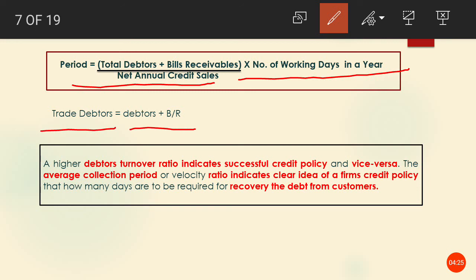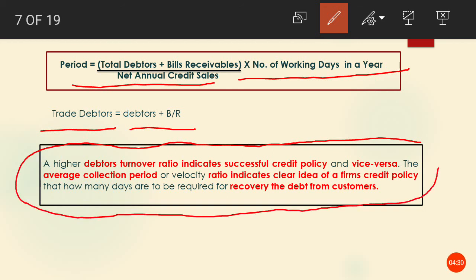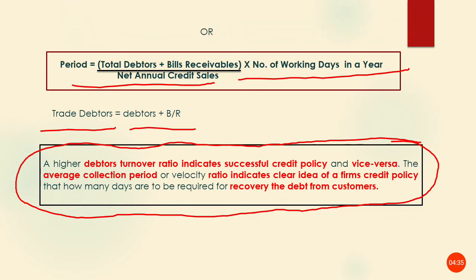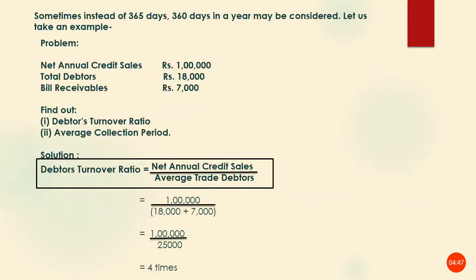A higher debtors turnover ratio indicates a successful credit policy and vice versa. The average collection period or velocity ratio gives a clear idea of a firm's credit policy, that is, how many days are required for recovering the debt from customers. Sometimes instead of 365 days, 360 days in a year may be considered. Let us take an example.